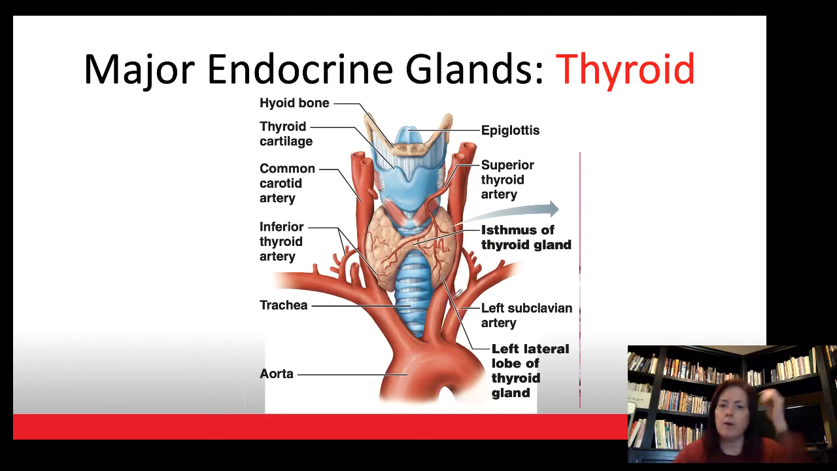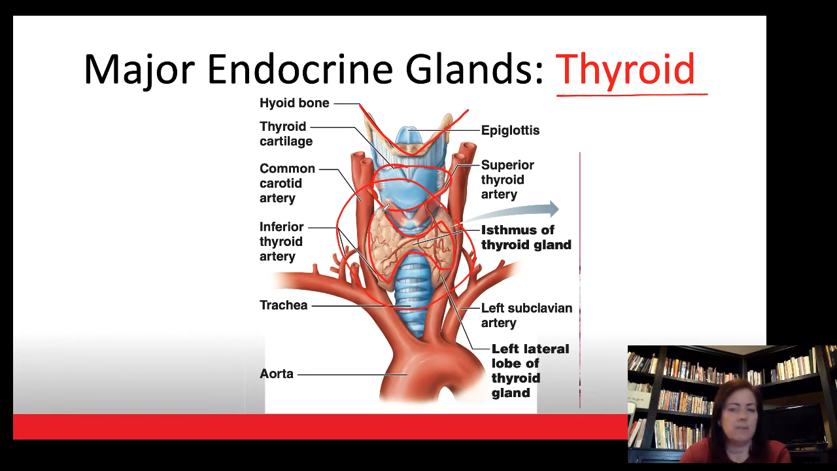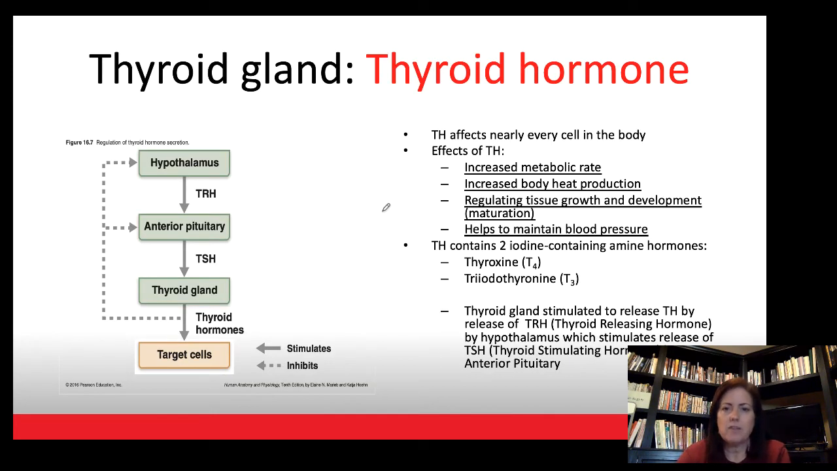Okay, our next major endocrine gland is our thyroid. And thyroid is located on the front of your neck. So if you find hyoid bone here and you come just down from that, we've got our thyroid cartilage, and then just distal to that is going to be our thyroid gland here, right on the anterior part of our neck. Thyroid hormone is really important because it basically has an effect on just about every cell in the body.